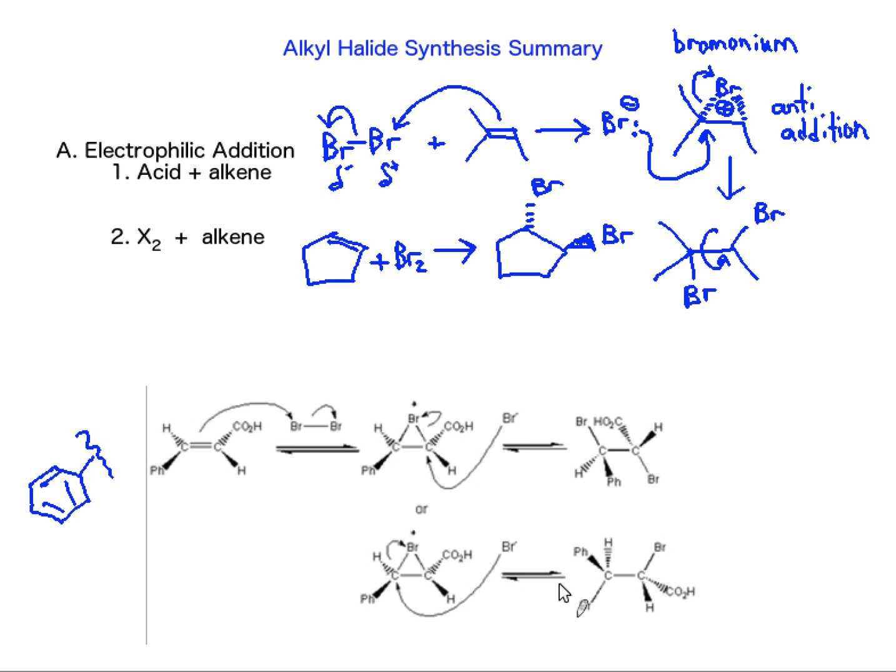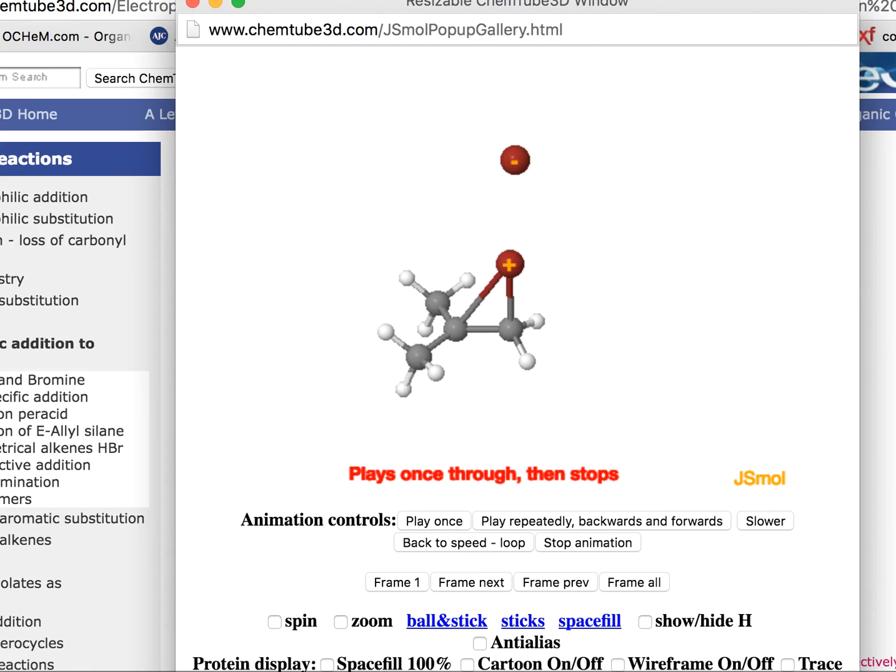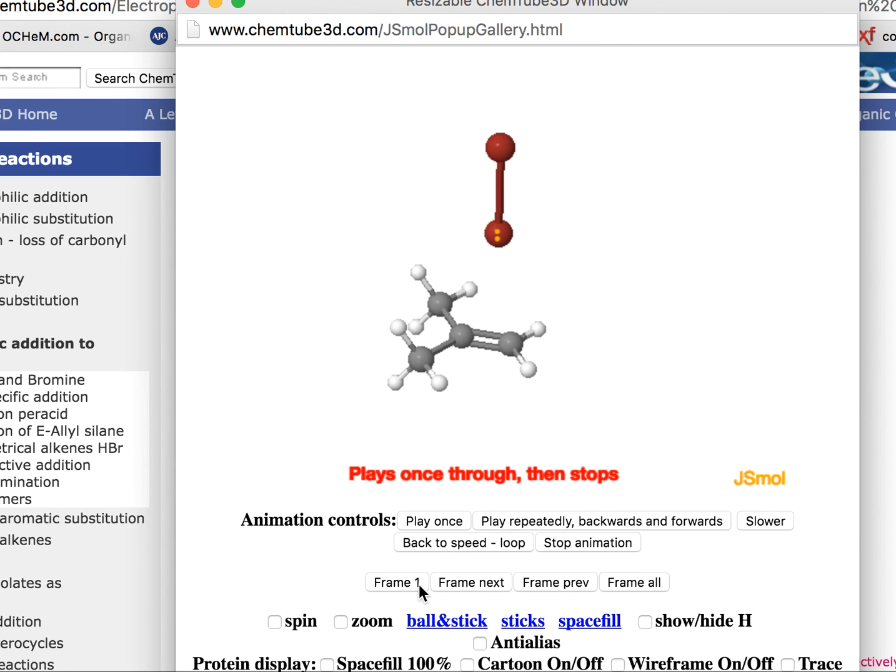Okay. Now let's show a little video of this bromonium forming. Here it is. Okay. Let's see if we can go back to the beginning. Right. Here we have our alkene and a bromine. The electrons from this double bond are going to form a bond with one of the bromines and share it in the bromonium intermediate. So let's look at that happening.